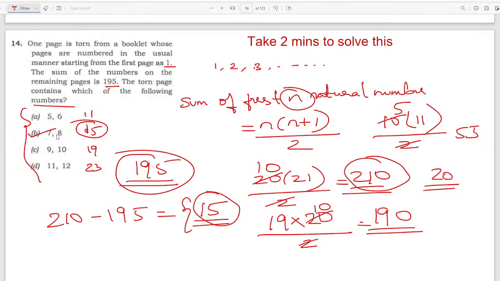I hope this is clear. If you have any doubt, please ask. Is this clear for everyone? If you have any doubts, please ask.